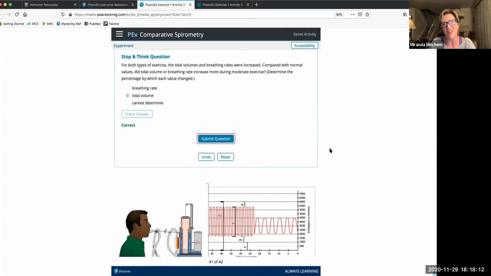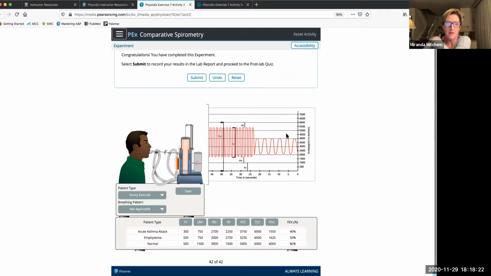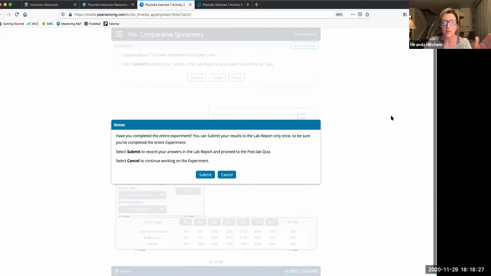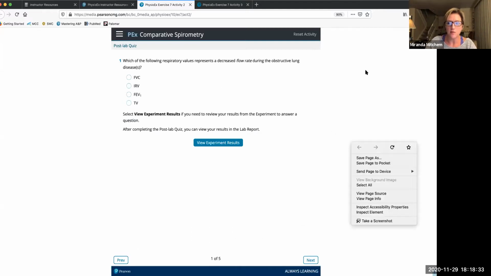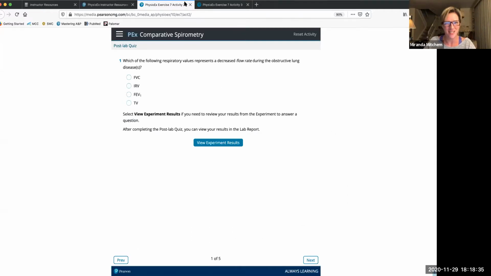It's part of the benefit of exercising is to increase your tidal volume. And that does it by digging into that residual volume that isn't used. All right, that's it for the exercise. Exercise 7, activity 2. I am going to pause us for a moment and come back in just a second with activity 3 all loaded up for you.